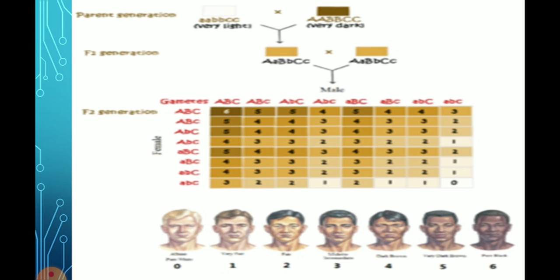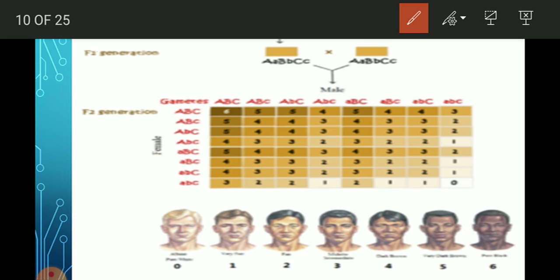So now we'll see skin pigmentation in humans. We can see the parent generation, the first one, small a, small b, and small c, which is very light, and capital A, capital B, and capital C, which is very dark. So these are the pure breeding, like we have done in Mendel's laws. Now in the F1 generation, one A is capital, one A is small, one B is capital, one is small, and one C is capital, one C is small. So in the F1 generation all have one capital and one small, which means three capital and three small. The darker and the lighter color are balanced, and the person has this color.